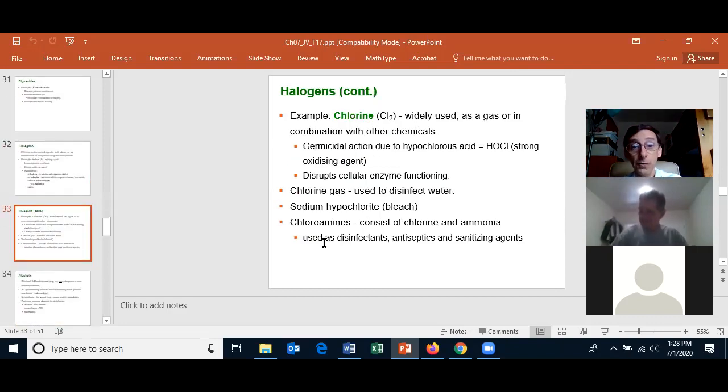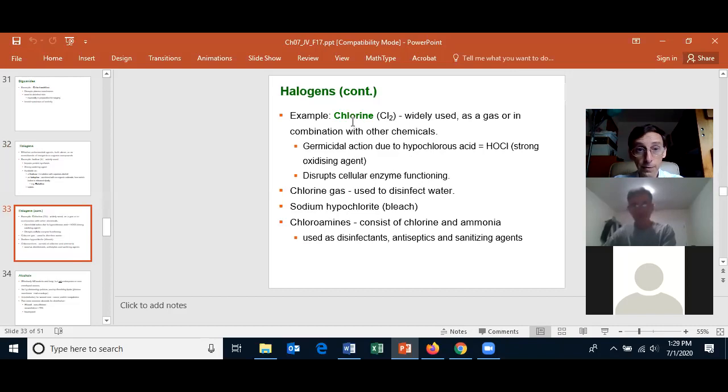Another halogen is chlorine. Chlorine gas is widely used, as well as in combination with other chemicals, like to sterilize water. I think it's chlorine gas which is added to most cities' drinking water. Germicidal action is due to hypochlorous acid forming, a strong oxidizing agent that disrupts enzyme functioning. Chlorine is also used in bleach. The active ingredient is sodium hypochlorite.